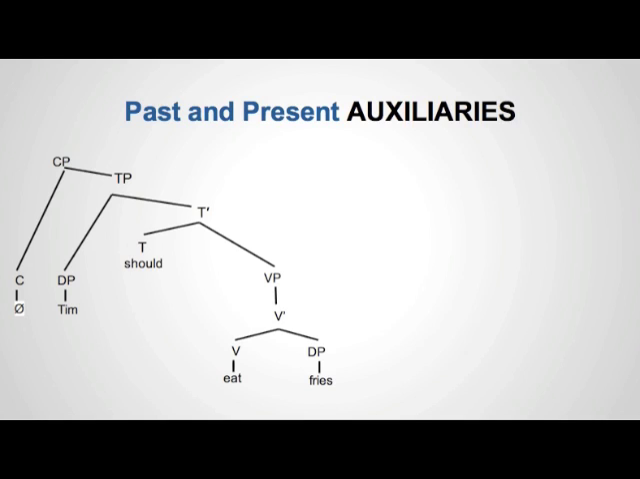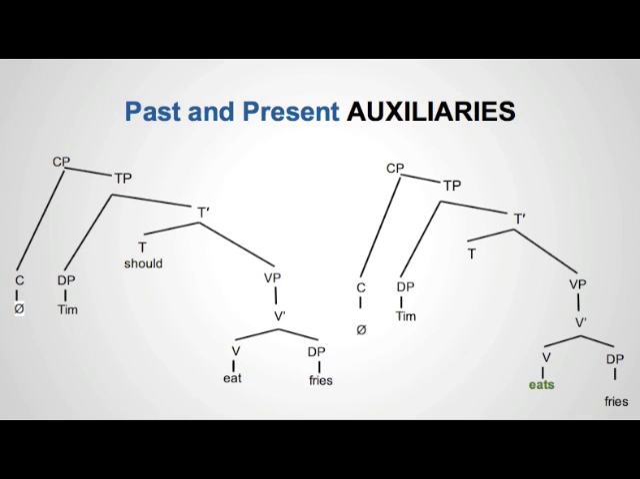So here, with past and present auxiliaries, we've learned that while modals are of the category T, past and present tense marking occurs right on the verb. So as you can see, we have Tim should eat fries, but with present tense, we have Tim eats fries, and our T category there is empty.